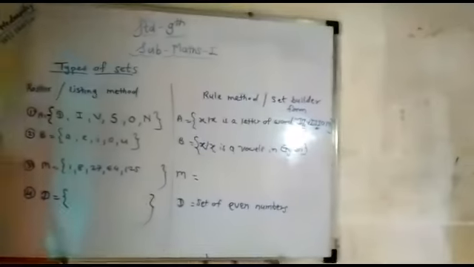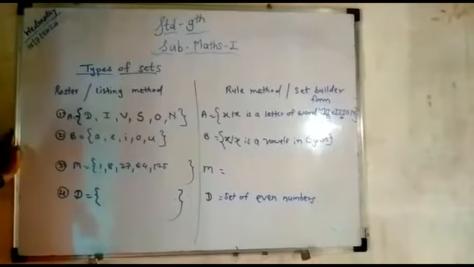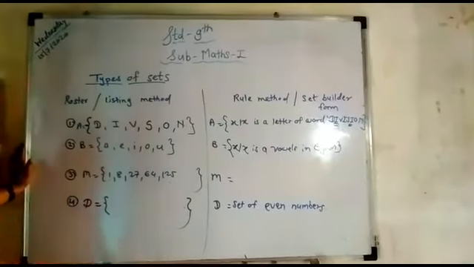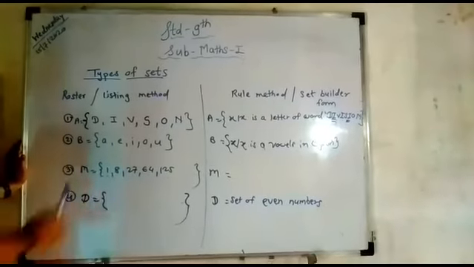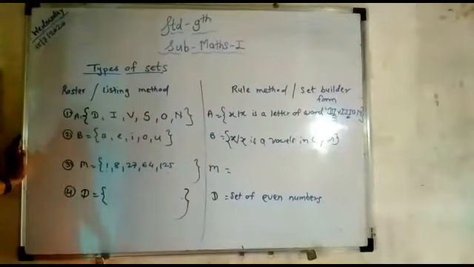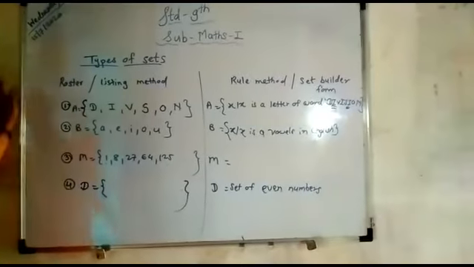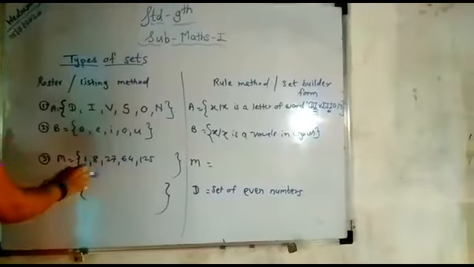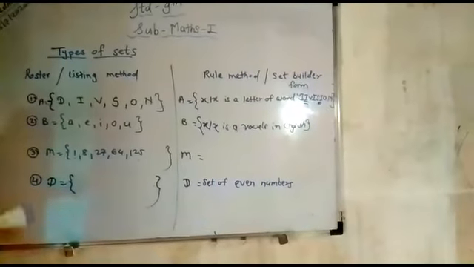Vowels in English. Then next, third example: here they use cubes of the numbers 1 to 5. 1 cube is 1, 2 cube is 8, 3 cube is 27, 4 cube is 64 and 5 cube is 125. And these cubes are taken in curly brackets, in roster form. This we can write in rule method.